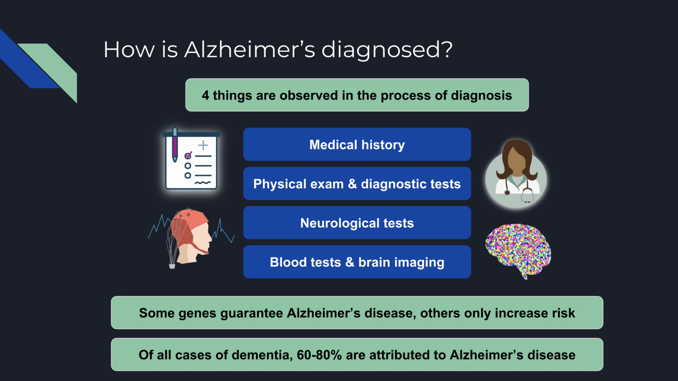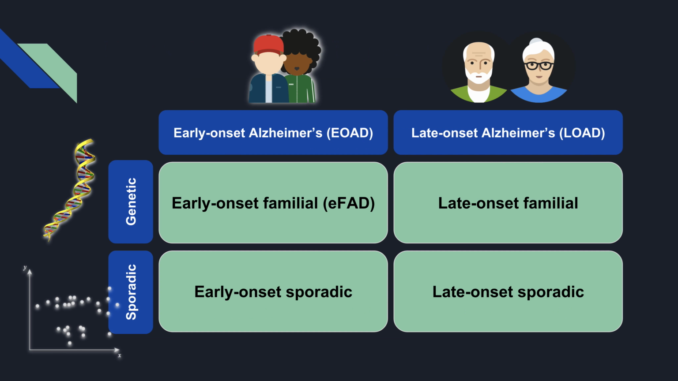Brain imaging allows the physicians to see physical signs of Alzheimer's disease or whatever else may be causing the dementia. Blood is used to do genetic testing to check for genes that directly cause Alzheimer's disease. Some genes, when present, cause Alzheimer's disease 100% of the time, while others only increase the risk.